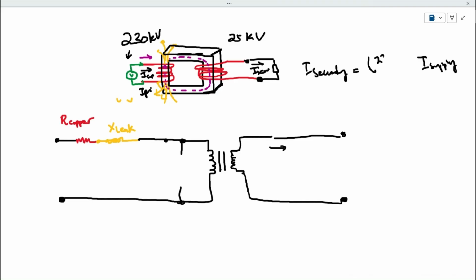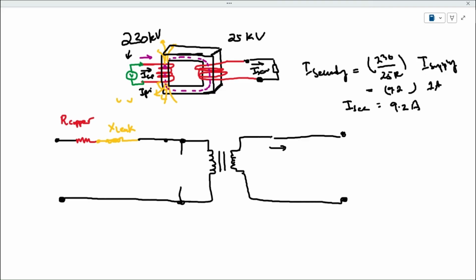So 230 kV divided by 25 kV, like that. So let's say if I supply was 1 amp, 230 divided by 25 will be 9.2. So your answer will be I secondary will be 9.2 amps. It's fairly high as compared to the I supply.